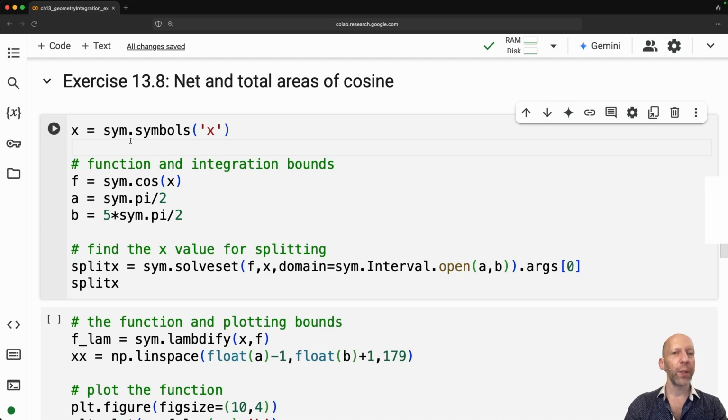Here we are in the code. I'm defining a symbolic variable. Here's the function, super simple, and here are the two bounds. Now notice that these two bounds are symbolic variables. Sometimes when we are calculating definite integrals, we can use numeric variables like NumPy, but in this case, we want to use symbolic variables, SymPy.